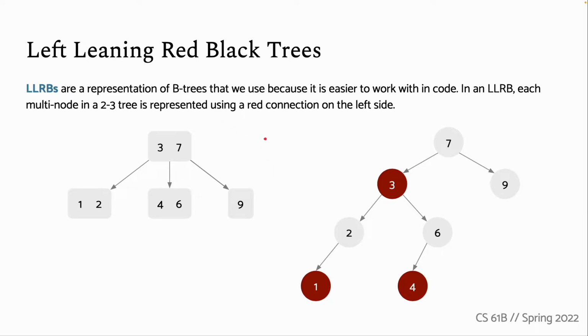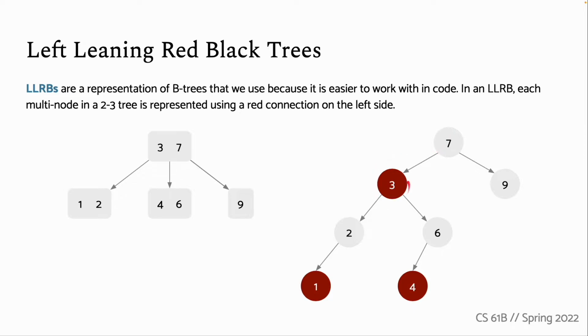So in an LLRB, every node that in the B tree version has 2 values gets converted into 2 nodes, where the smaller value becomes a child of the larger value. And that value gets colored red to signify that it's actually part of the same node as its parent. In this case, 3 and 7 are this root node, so 7 becomes the root of our LLRB because it is the larger value.